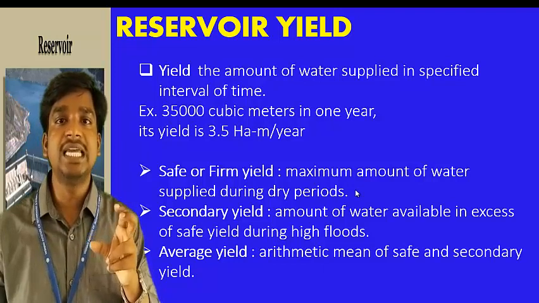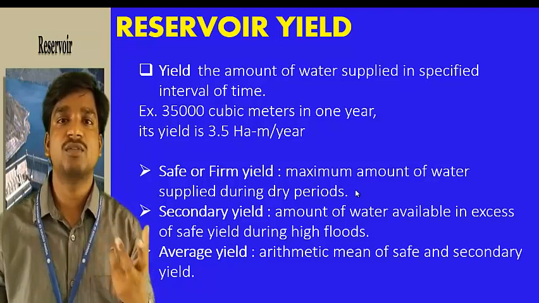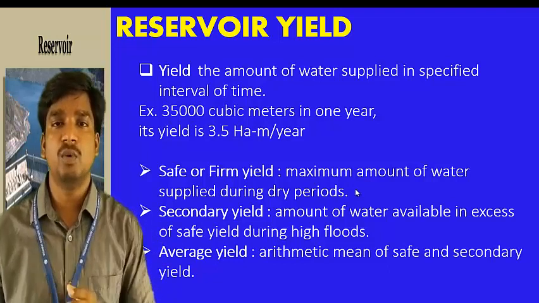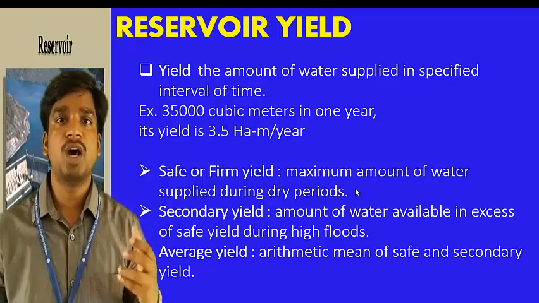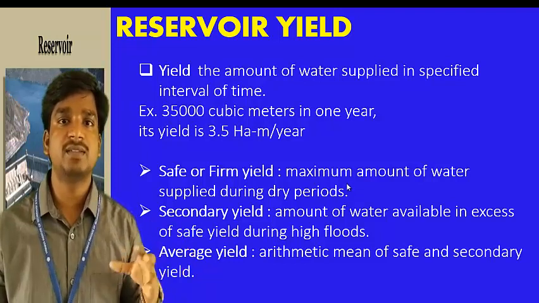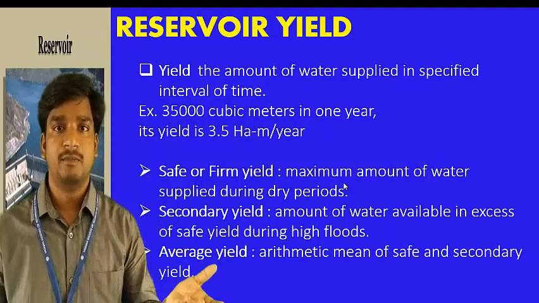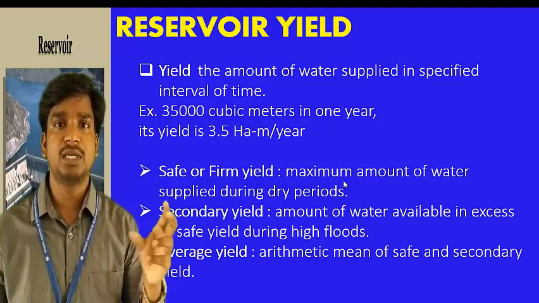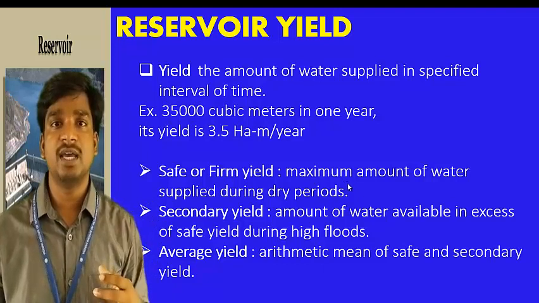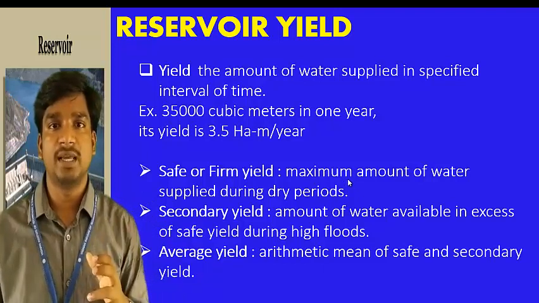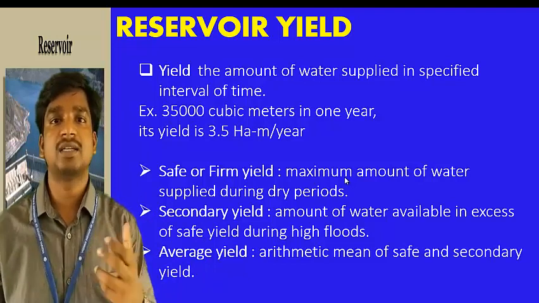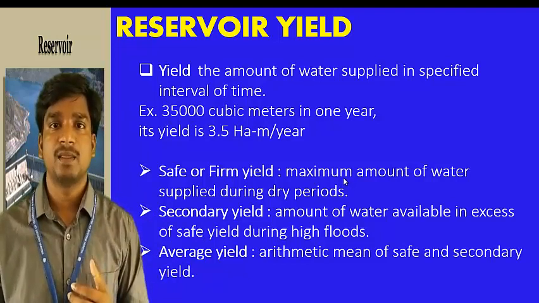So this yield is dependent on the capacity of the reservoir, from 1 day to a maximum of 1 year. Because for a small reservoir which has less capacity, the yield may be calculated for 1 day. On one day, this much amount of water is supplied. For a large conservation reservoir, it may take up to 1 year. Means we may calculate yield for 1 year for large conservation reservoirs.